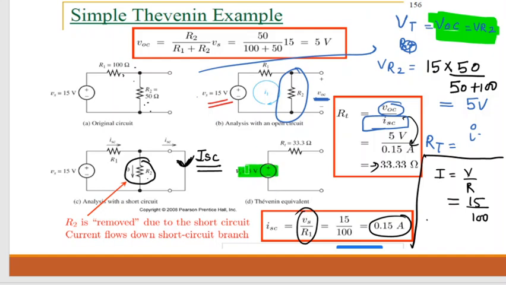We calculated the Thevenin voltage and the Thevenin resistance. Both are combined to give our final Thevenin circuit. Got it now?